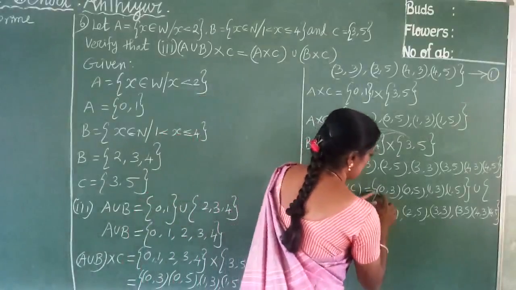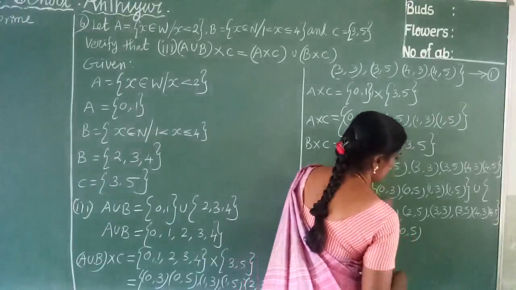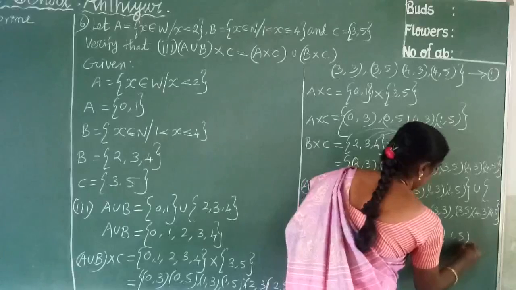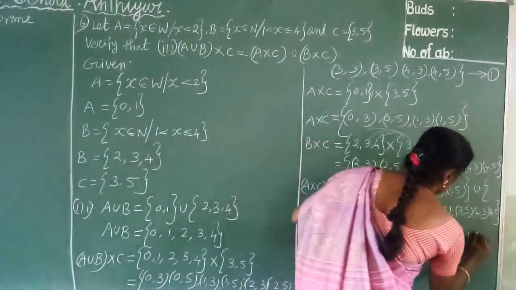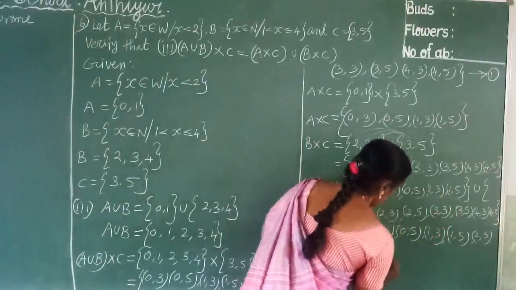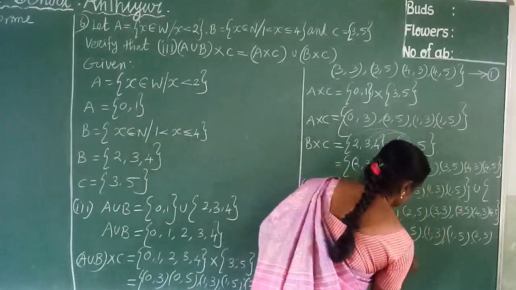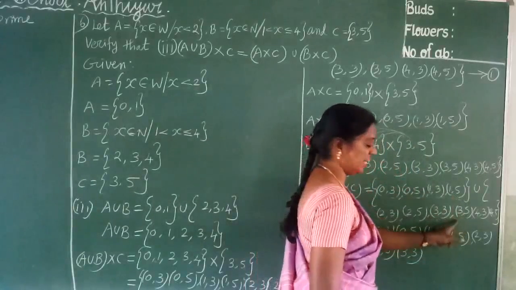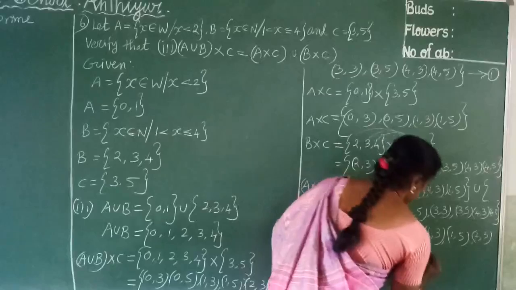So write here 0, 3 and 0, 5. Next 1, 3 and 1, 5. Next 2, 3. Any repeated? No. So 2, 3. Next 2, 5. Here is there any repeat? No. So 2, 5. And 3, 3. Here no repeated elements. So 3, 3. Next 3, 5. Here any repeated elements means write only one time. Here no repeated elements. So write all.